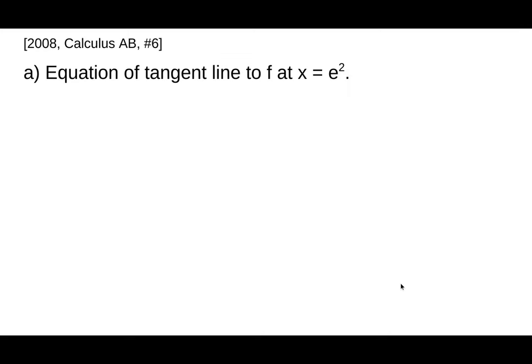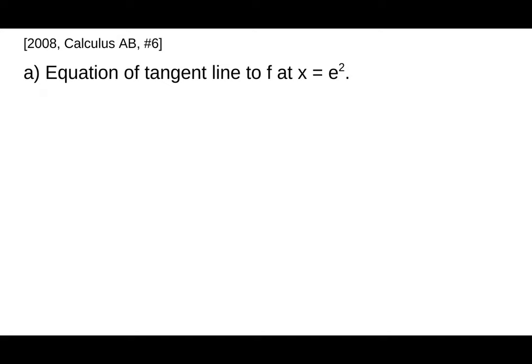This question is from 2008. It is number 6, and it is not calculator active. In the question stem, we're given a function f equals natural log of x over x defined for all positive values of x, and we are given a formula for the derivative of f, which is 1 minus the natural log of x over x squared.